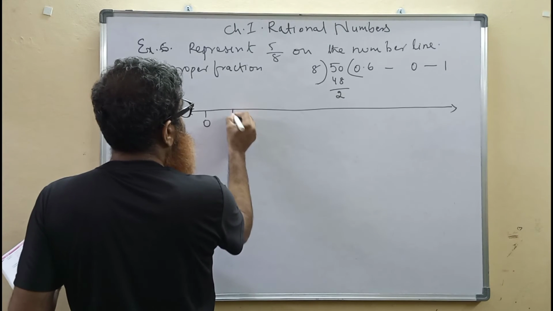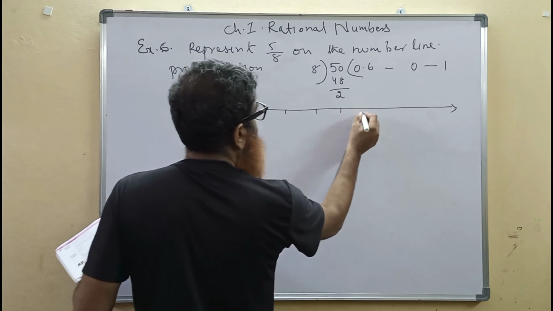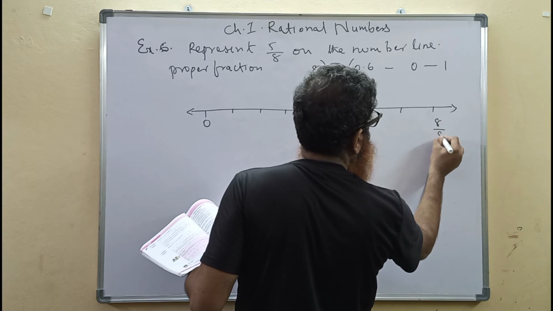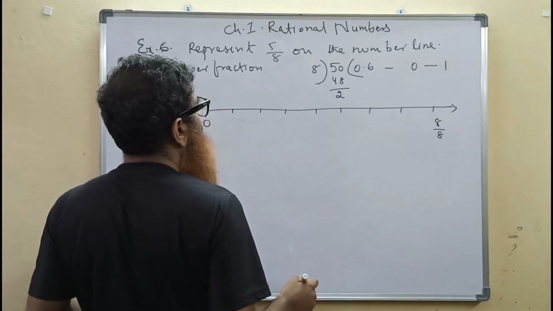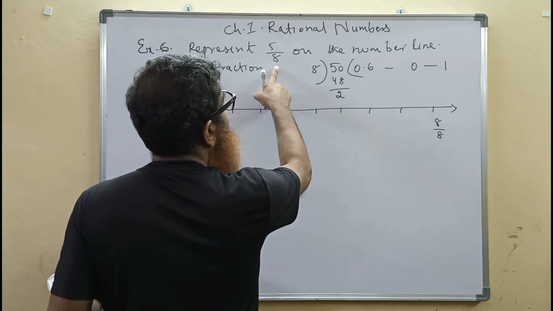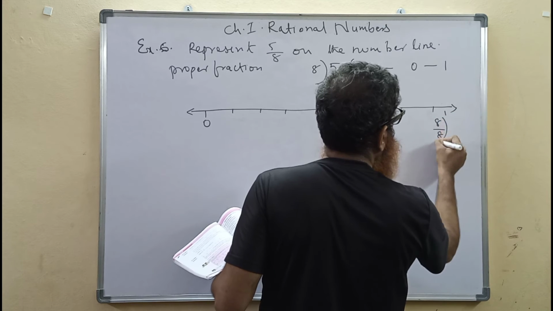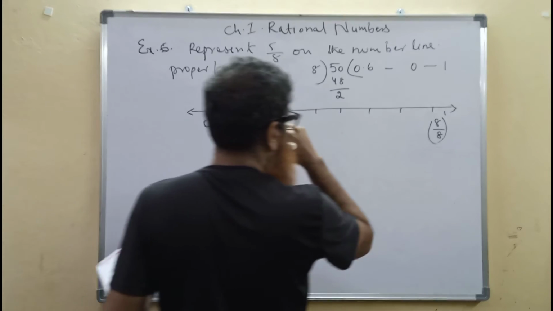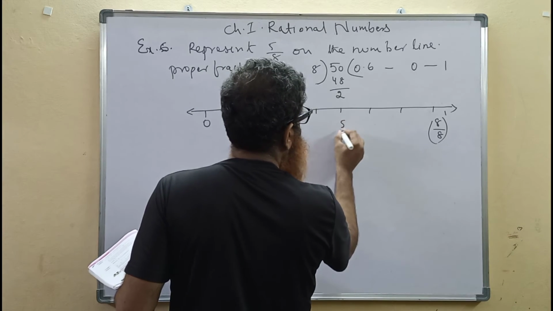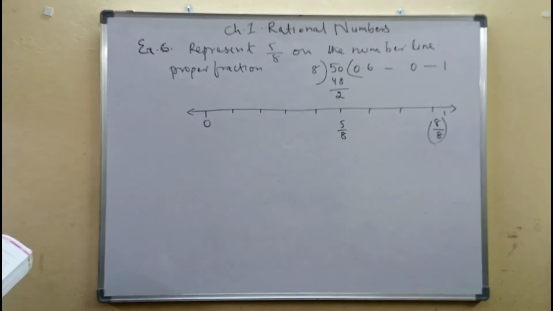Beginning with 0, 1, 2, 3, 4, 5, 6, 7, 8. We mark 8 points on the number line starting from 0, because the denominator is 8 here. So 8 by 8 is 1. We know 8 by 8 is equal to 1. Here it is 1, 2, 3, 4, 5. Here lies the required number 5 by 8 on the number line.